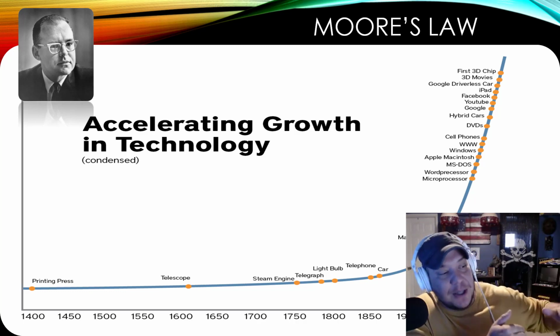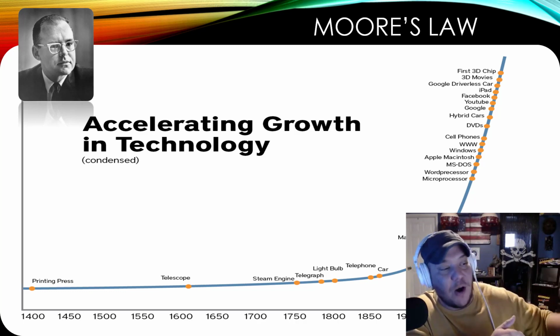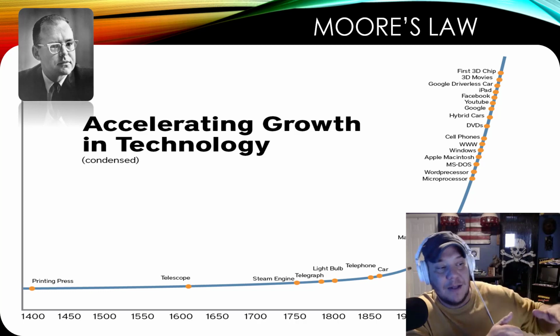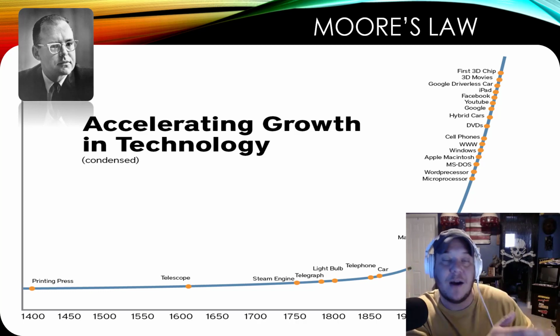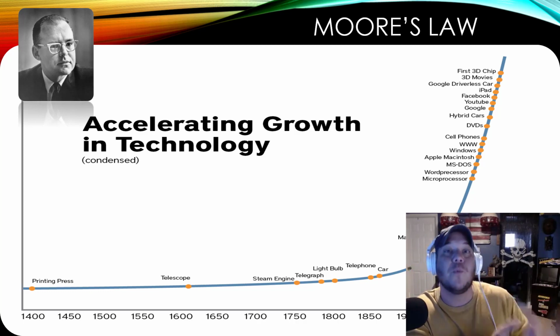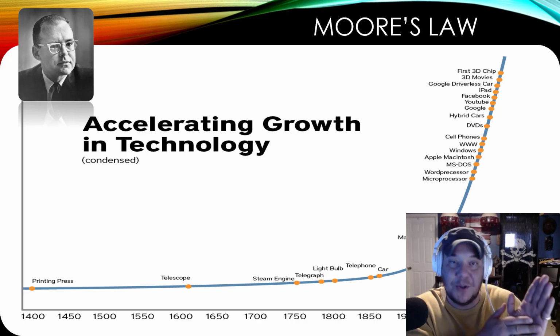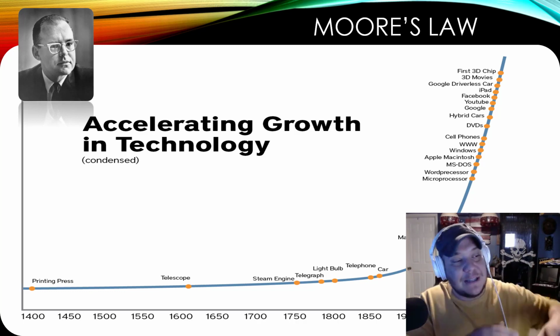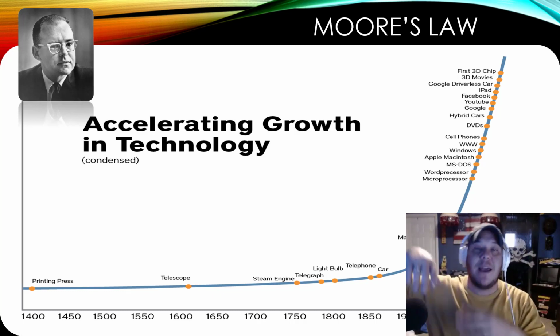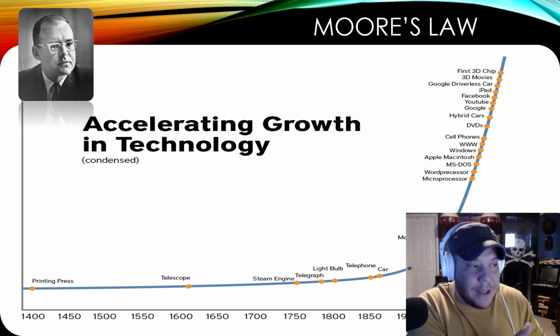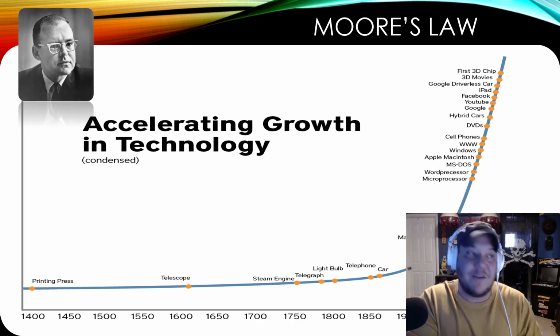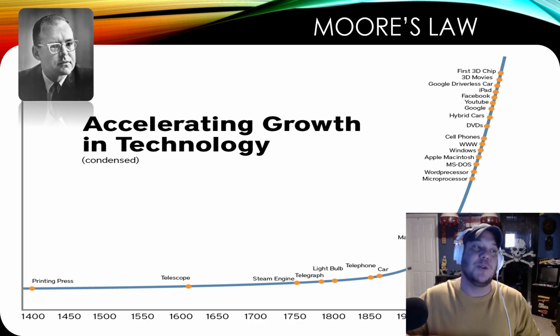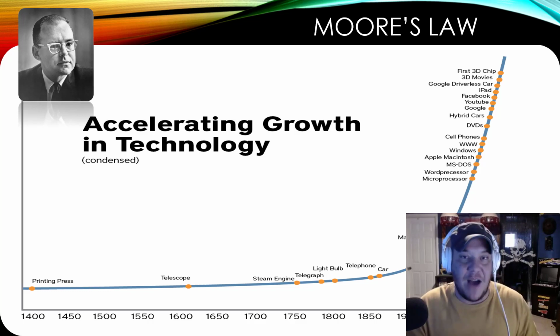And so we have this exponential growth, and from the time we created the car in 1850 to walking on the moon was only 100 years. So we went from horseback to exploring the stars in 100 years. But from this, we can see a doubling and an exponential growth. From walking on the moon to the first computer, 50 years. From the first computer to 3D chips, 25 years.